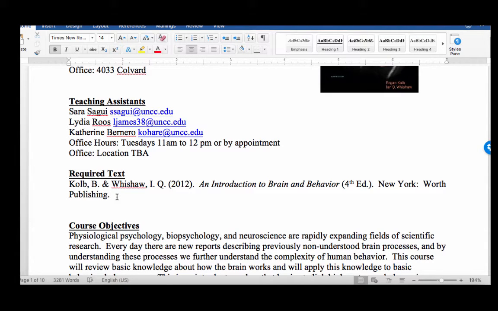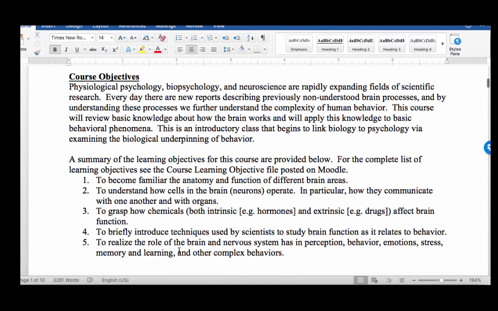It is not the 3rd edition, or the 5th edition. The entire class is structured to this textbook, so you'll need to have a copy of this textbook for the class. We present the basic course objectives.